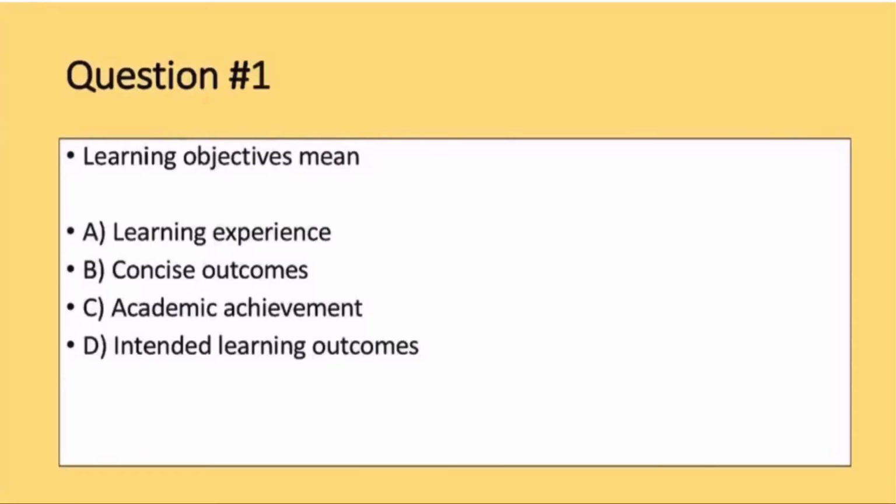Now we can revise some previous year questions from these topics. First question, learning objectives mean. Options: learning experience, concise outcomes, academic achievement, and intended learning outcomes. So we have seen that objectives mean there are certain outcomes which need to be achieved by the end of the teaching process. So option D is the right answer, intended learning outcomes.